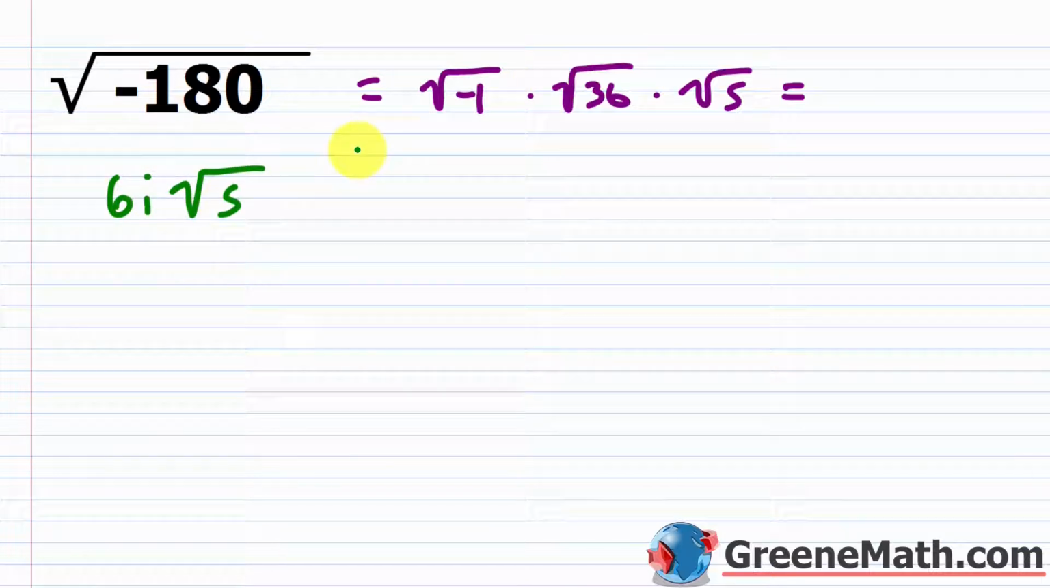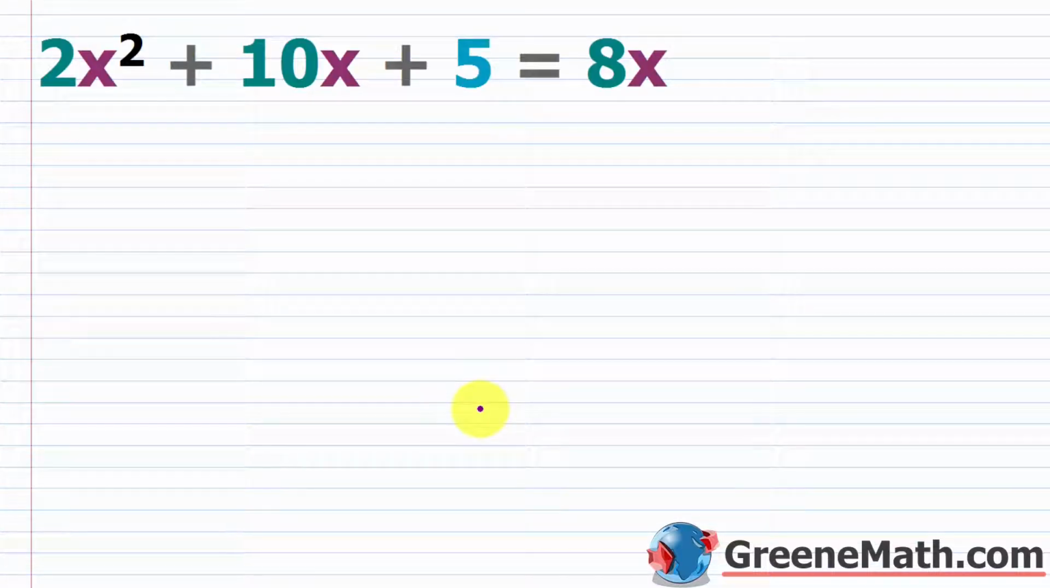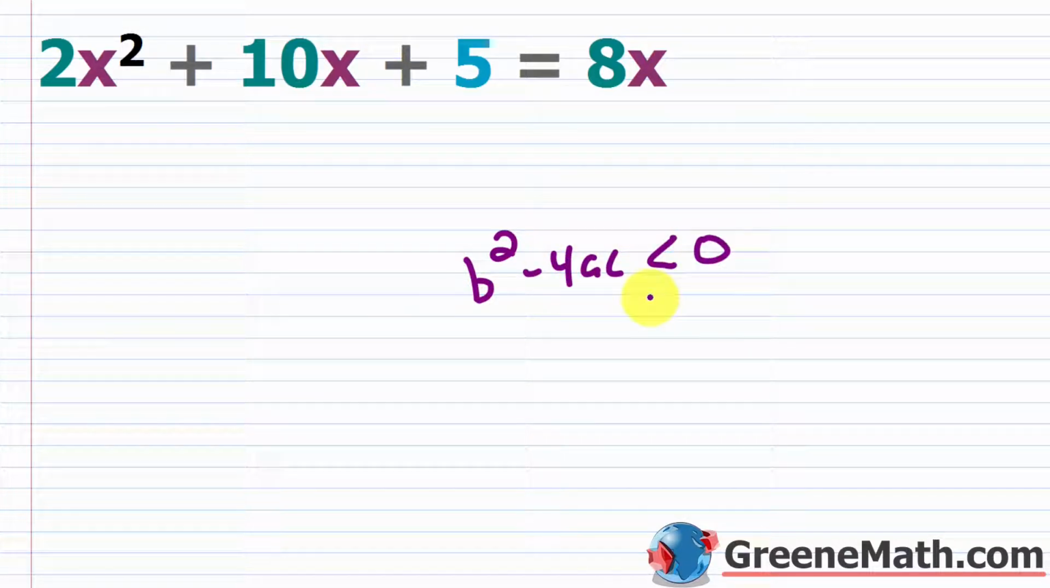Okay, so simplifying these types of problems, very, very simple. This is our answer. Again, the square root of -180 is going to simplify to 6i times the square root of 5. All right, so additionally, you will see complex numbers when you work with equations such as a quadratic equation. We know that if the discriminant, that b squared minus 4ac part, if that's less than 0, you're going to get complex solutions.